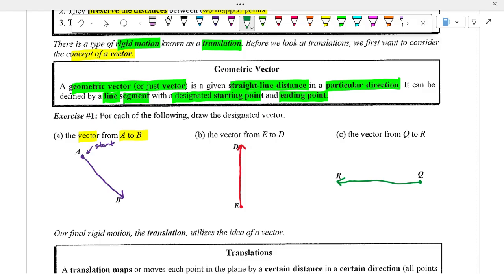You guys got it? Check your answer. So it starts at Q, ends at R.